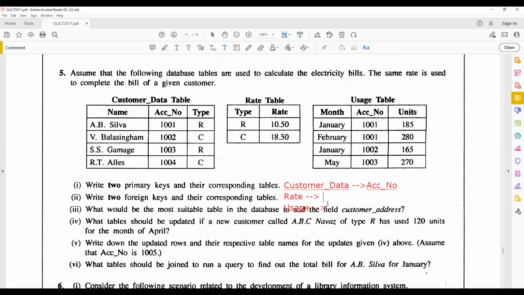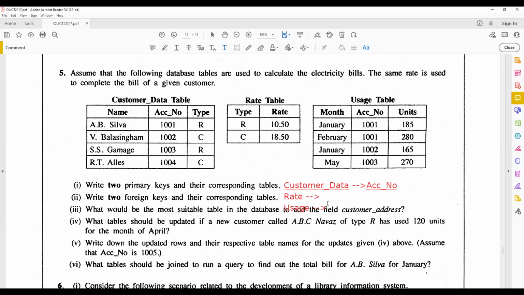Then what is the primary key for the rate table? Yes, rate table. Yes, Samaisha. Is it type or is it rate? That was the confusion, right? Rate is some kind of a number that could have the same value, isn't it?